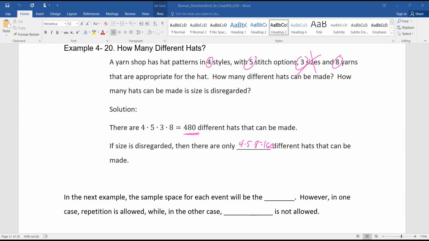Let's see, do we have a word and? Yeah, that's a listing of all your different options. The word or would be like if you had this, or this, then you would add them.